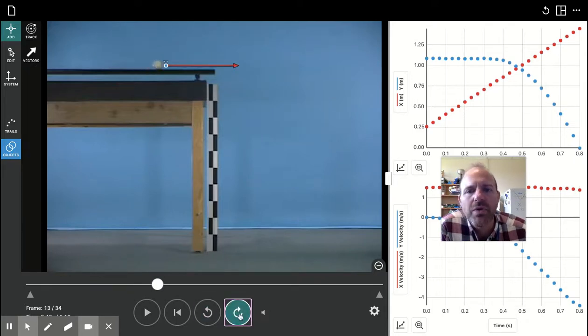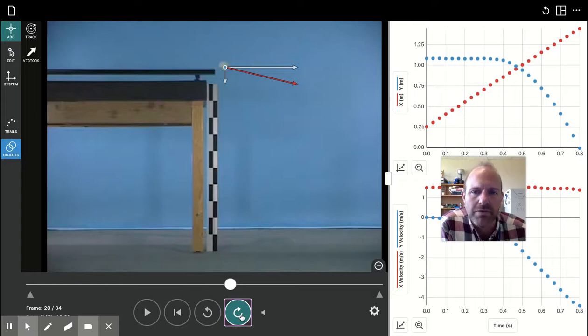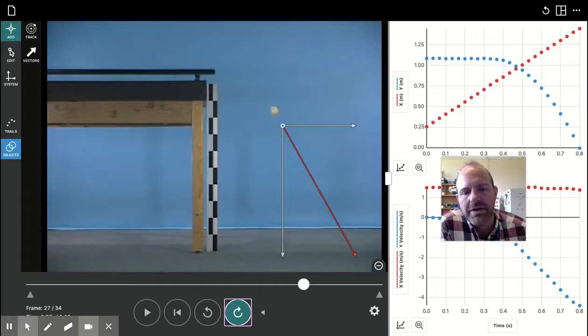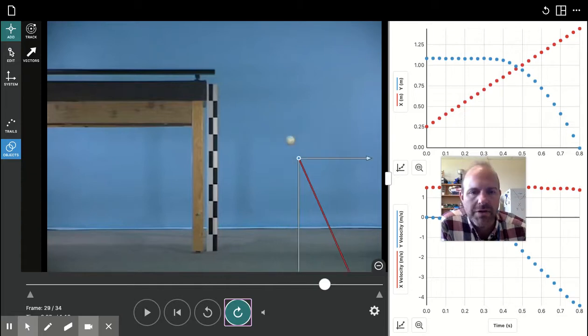Notice as we're rolling across the table, we essentially have a constant horizontal velocity to the right, the X direction. And then as it leaves the table, we start getting a Y component of velocity. And the further we go, the bigger the Y component, while the X stays constant, and the total velocity keeps getting bigger and bigger, and also a much more extreme angle as we travel.